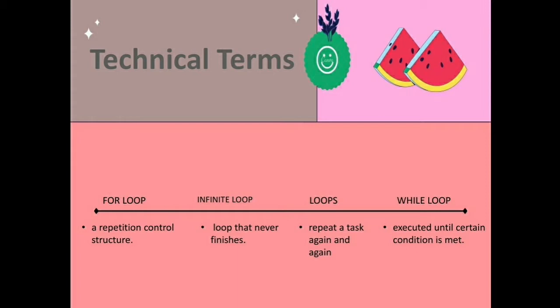Third, loops. Repeat a task again and again. Loops are very handy if you want to run the same code over and over again, each time with a different value. Fourth, while loop. Executed when certain condition is met. A while loop is a control flow statement that allows code to be executed repeatedly based on a given Boolean condition. The while loop can be thought of as a repeating if statement.